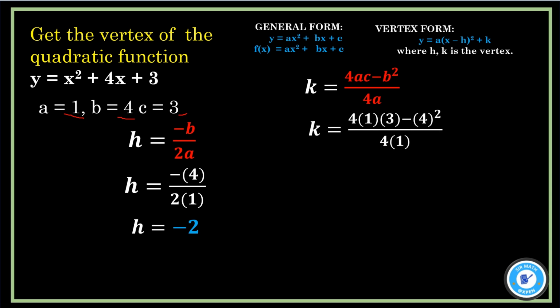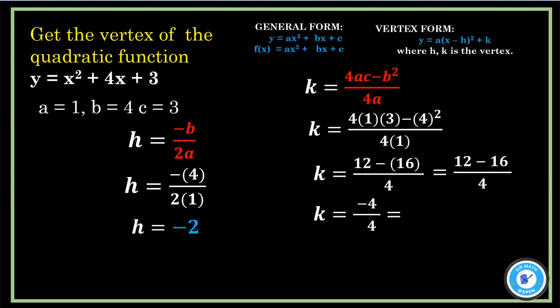So just substitute, since we have our a, b, and c. So our a is equals to 1, our c is equals to 3, and our b is equals to 4. Then simplify. And to simplify for that, just multiply 4 times 1 times 3, that's equals to 12. Then multiply 4 by itself, that's equals to 16. Drop your operation. Then simplify 4 times 1, that's equals to 4.